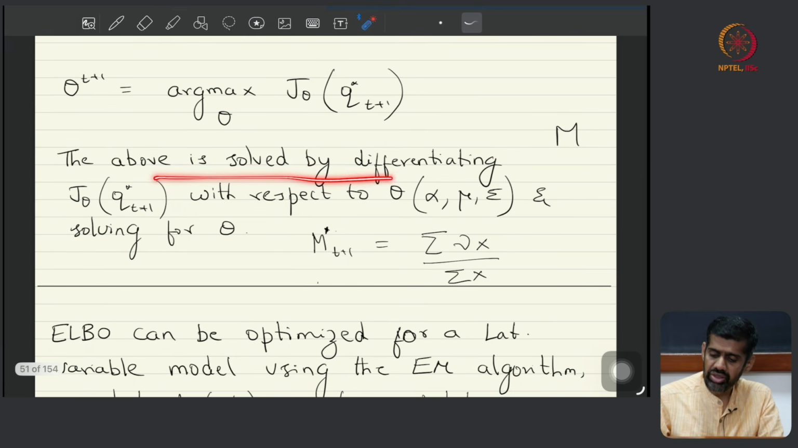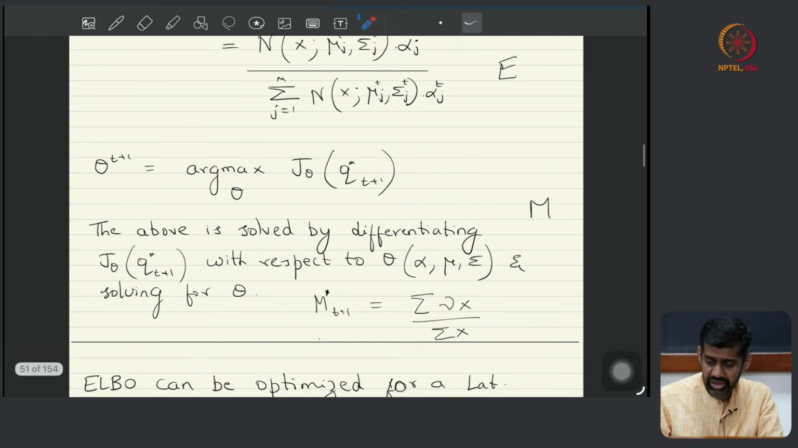Just said, no, the above is solved by differentiating this with respect to theta and solving for theta for a Gaussian mixture density, and you get your mu star to be something of this sort. I mean, you can just do the algebra, take it up and complete the EM algorithm for a mixture density like GMM. This is assumed to be a prerequisite, so complete this, okay.